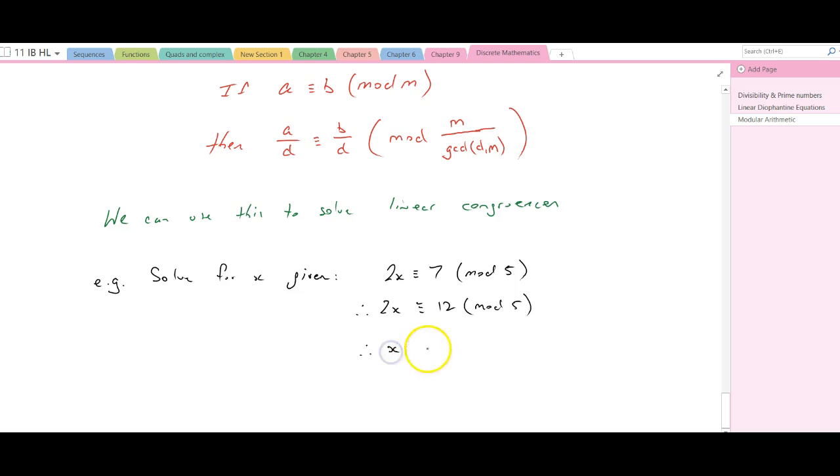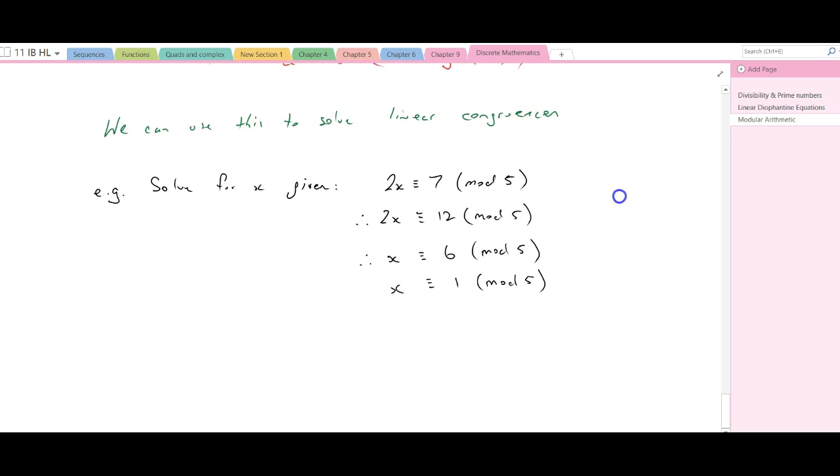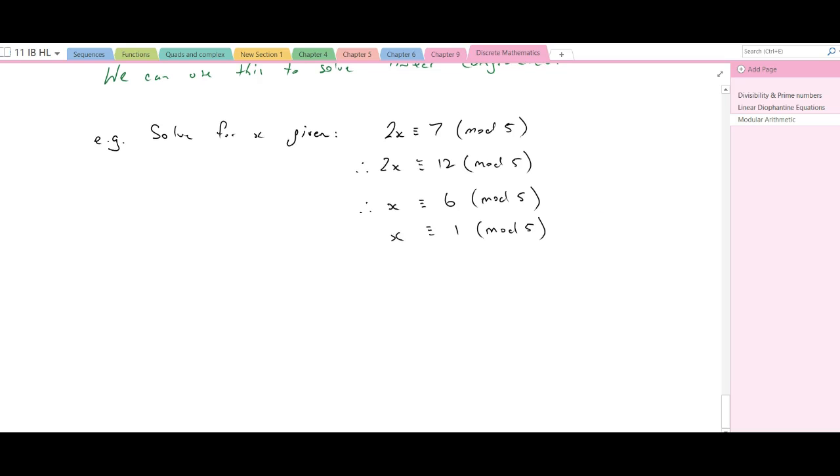Now I'm going to divide through by 2. So x is congruent to 6 then. Now the mod is still 5. So I've divided, d is my 2. Now my GCD of 2 and 5 is 1, so my mod doesn't change. It's 6 in mod 5. But hang on, I've got to simplify that. 6 in mod 5, we always write the smallest number, and that is 1 in mod 5. So x is congruent to 1 in mod 5. I've solved a linear congruence equation. Isn't that exciting? Let's have a look at a second example.